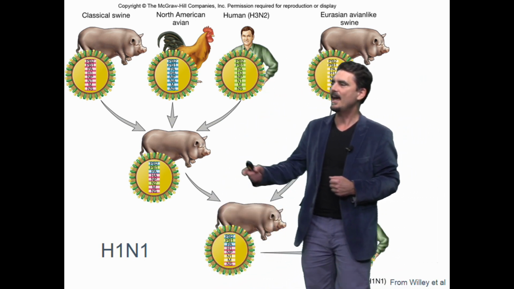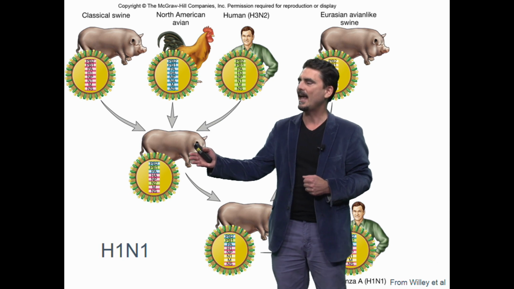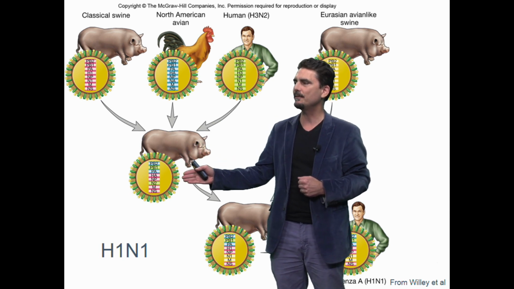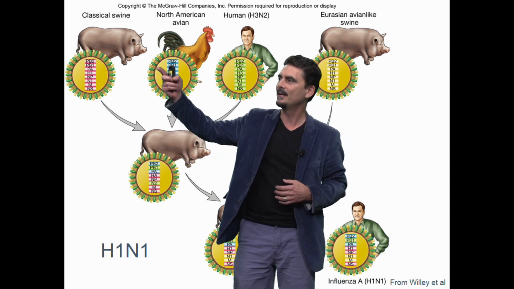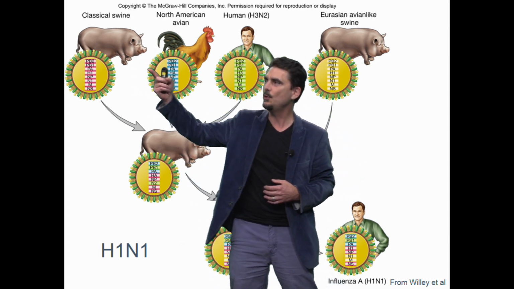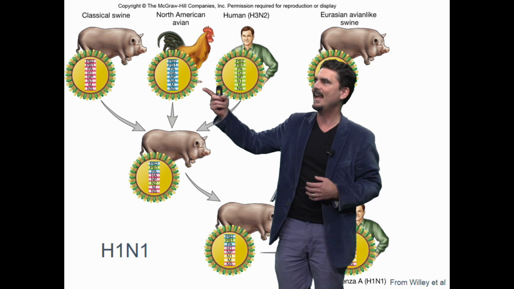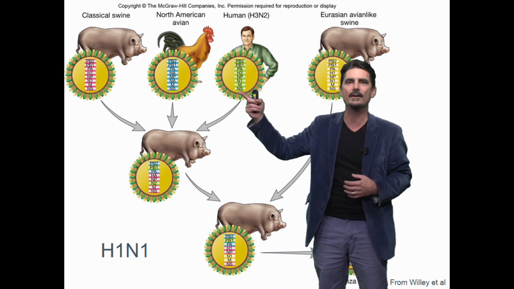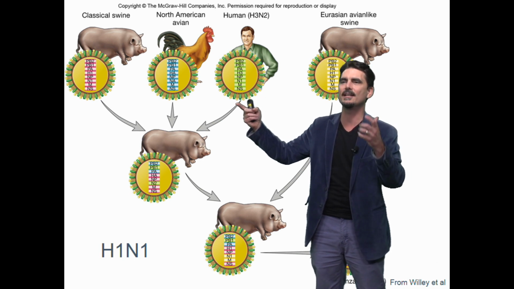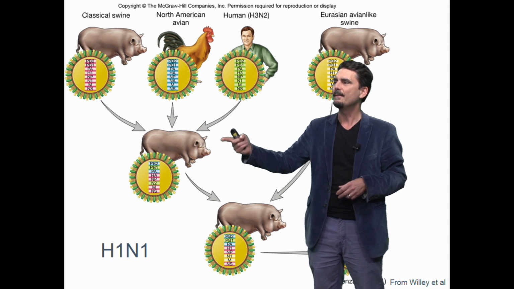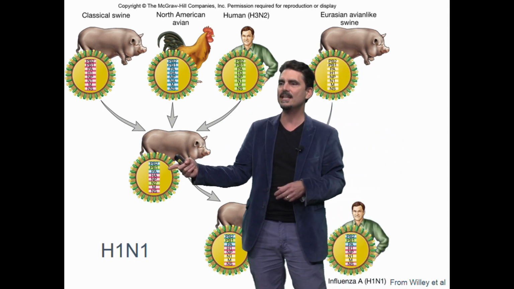Look at this. The evidence is that there was a pig that had already antigenic shifted and already made an assortment of this new virus that came from classical swine virus, North American avian virus, and human H3N2 virus. Think about that. 3 different types of influenza viruses: classical swine, North American avian, and human H3N2. That had already been assorted and was in this pig.